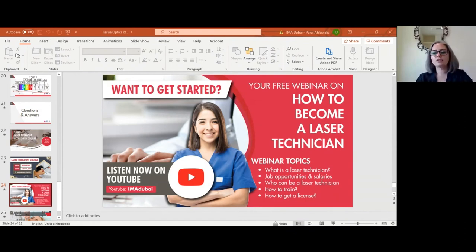LLLT stands for low level light therapy, or LEDs. LEDs are LLLTs, which now you know that they do rejuvenation by photobiomodulation. They stimulate mitochondria to give you more enzymes for metabolism.